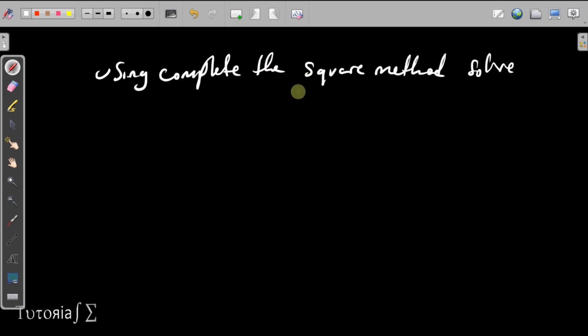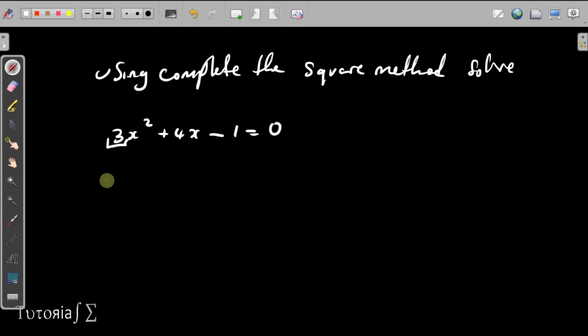So using the complete the square method, solve the equation 3x squared plus 4x minus 1 equal to 0. So we have this equation here. Remember what we said, the first step is ensuring that the coefficient of x squared is 1, so we have to factor it out. In this case, we're factoring out the 3.